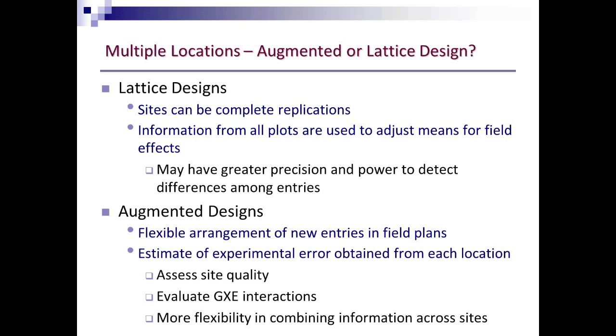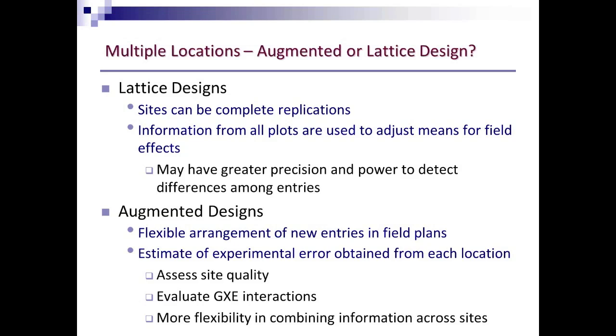If you're actually going to go and use augmented designs across locations, you have the option also to use lattice designs, in which case you could consider your sites to be complete replications and then have one rep of a lattice design within each location. The advantage of this is that then you're using information from all of your plots to adjust means for field effects. So I don't know this with certainty, but it seems likely that you could have greater precision to detect differences among your entries in that situation.